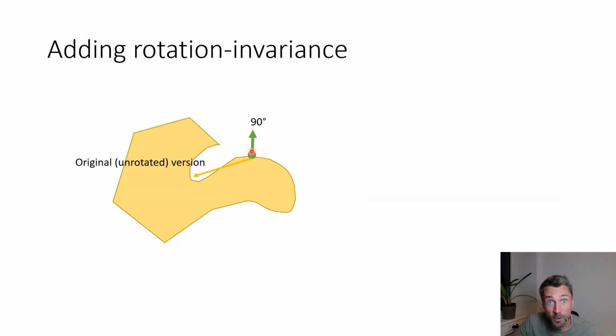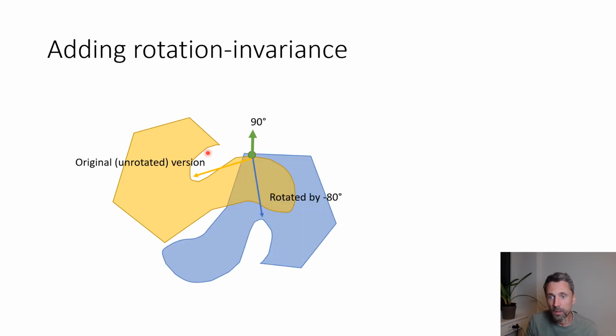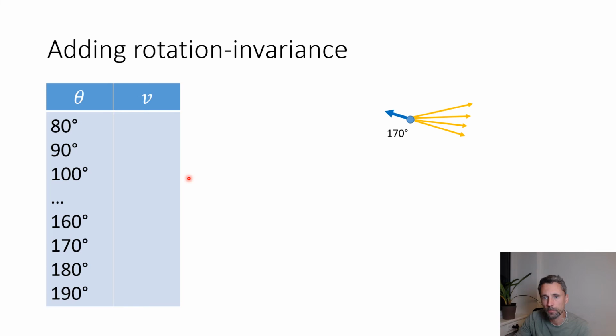So observing an edge pixel with a gradient orientation of, let's say, 90 degrees leaves us with the question, okay, is this maybe that pixel on the unrotated, the original version of the shape, or is it maybe another pixel on this location on a rotated version of the shape? Each of these hypotheses would put the center in different locations.